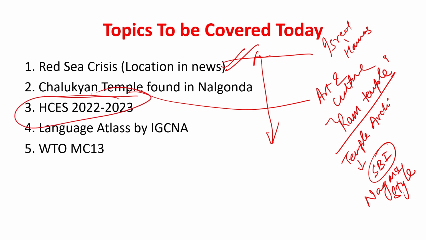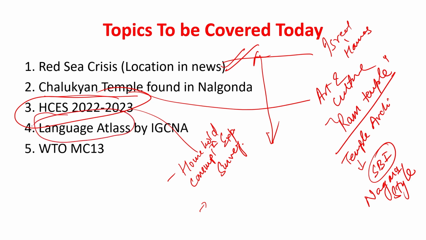The HCES 2022-2023. Whenever we look at the HCES, we have to look at certain elements vis-a-vis the household consumption expenditure survey. So these surveys by the government are important. A language atlas by the IGCNA, that is also important. What do we mean by a language atlas? And then finally, the WTO Ministerial Conference 13. So let us quickly move on to the first question.